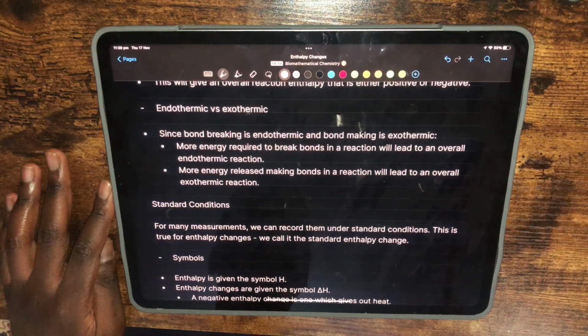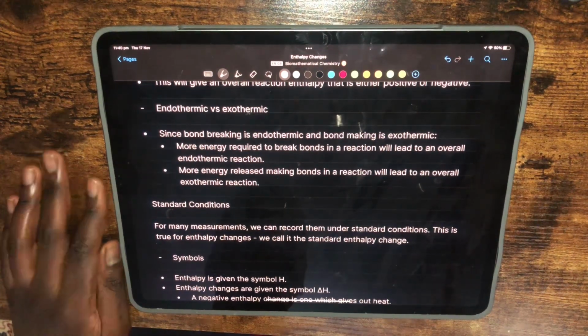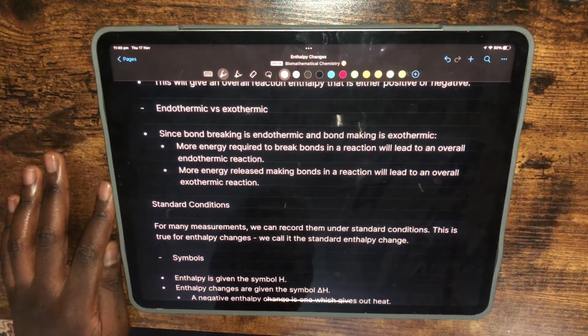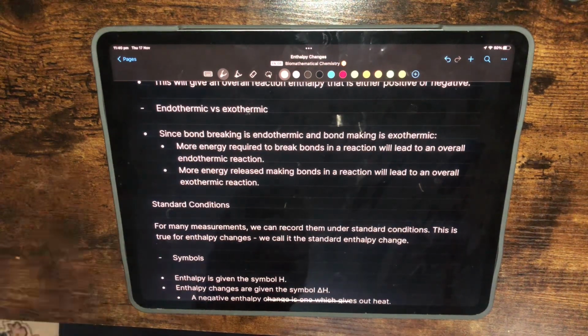when more energy is released making bonds in a reaction, it will lead to an overall exothermic reaction. A good example of an exothermic reaction, releasing energy, is a furnace or a campfire. If you're using a furnace, you're forming CO2 and water, and you're releasing all this energy in the combustion reaction, internal energy from the flame, releasing more energy to the surroundings.